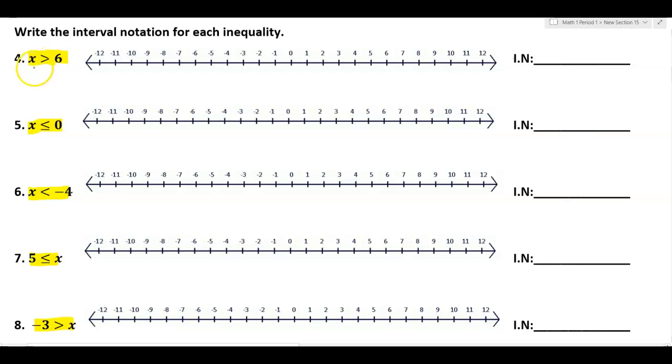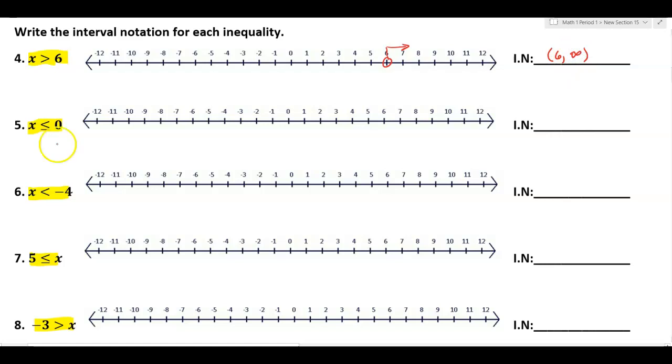So when I read this inequality, x is greater than 6, we know since we're not equal to, it's an open dot on 6, and we would shade to the right. Now that quickly tells me that from left to right, my inequality starts at 6. Since it's not included, it's an open dot, it's a round parentheses, 6, and it goes to infinity.